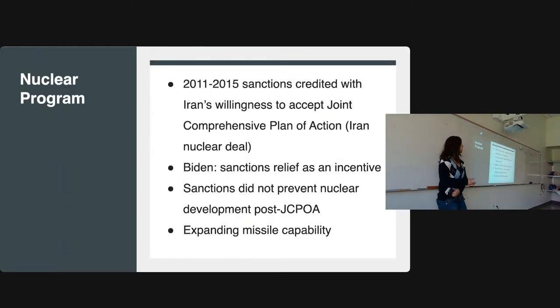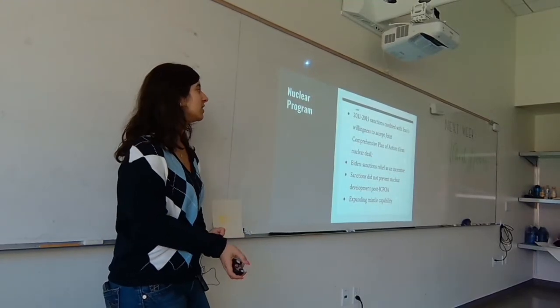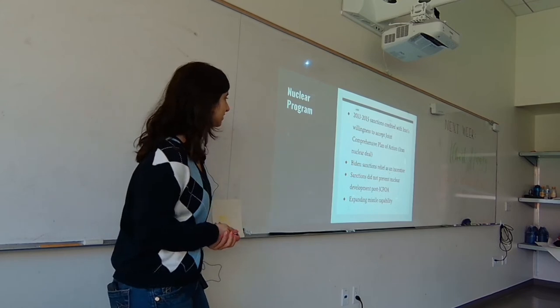Just to talk a little bit about the nuclear program, the heavy sanctions imposed on Iran from 2011 to 2015 are generally credited with Iran's willingness to accept that Iran nuclear deal. So those do play a pretty important role, and we can see that sanctions worked in incentivizing Iran in that case. Joe Biden also used sanctions relief as an incentive for Iran in a couple different cases to get them back to the negotiating table, and that did end up working. So there's another place where sanctions have worked.